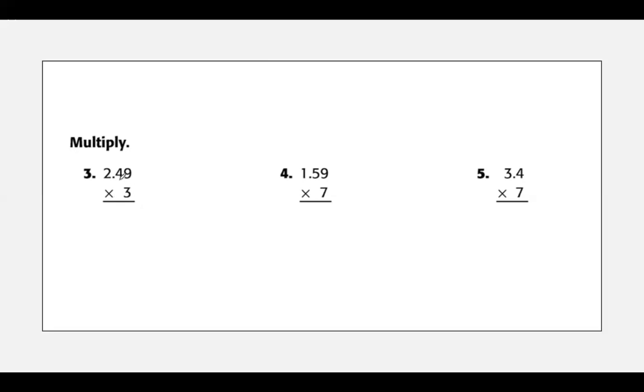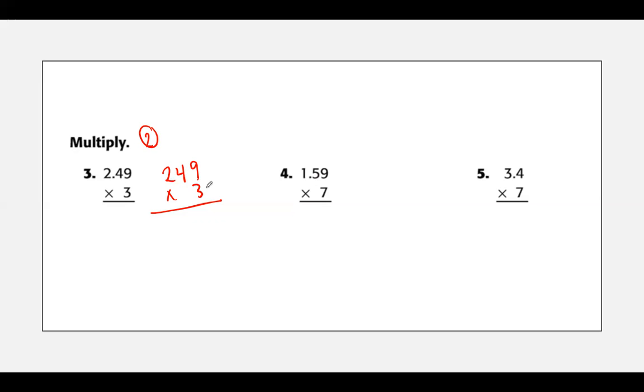Now we need to count how many numbers we have behind or to the right of the decimal point. I have 2. I'm going to make sure I know that, so I'm going to circle it. Now, you can either rewrite it as 249 times 3, if you would prefer, or you can just leave it like that. It really depends on whether that decimal point bothers you and confuses you. You can do it either way. You're going to get the same answer.